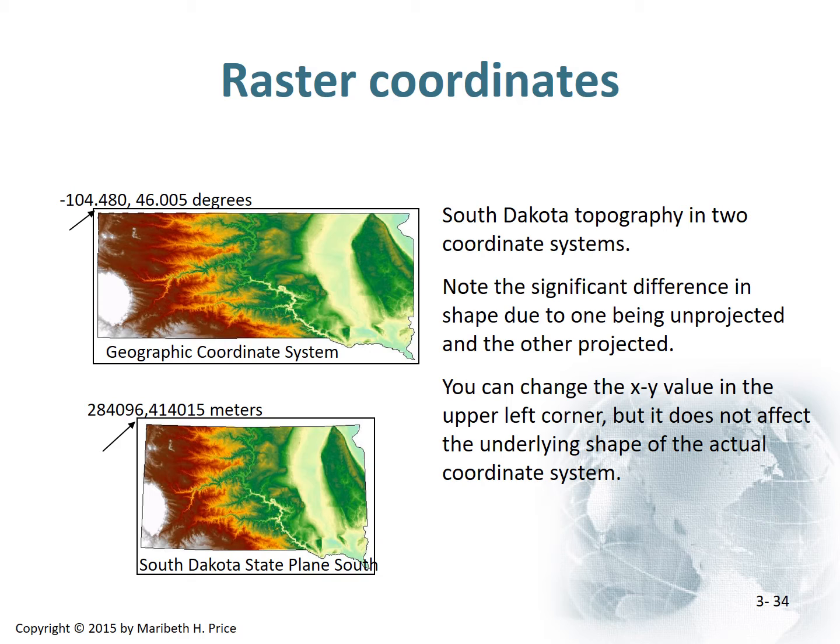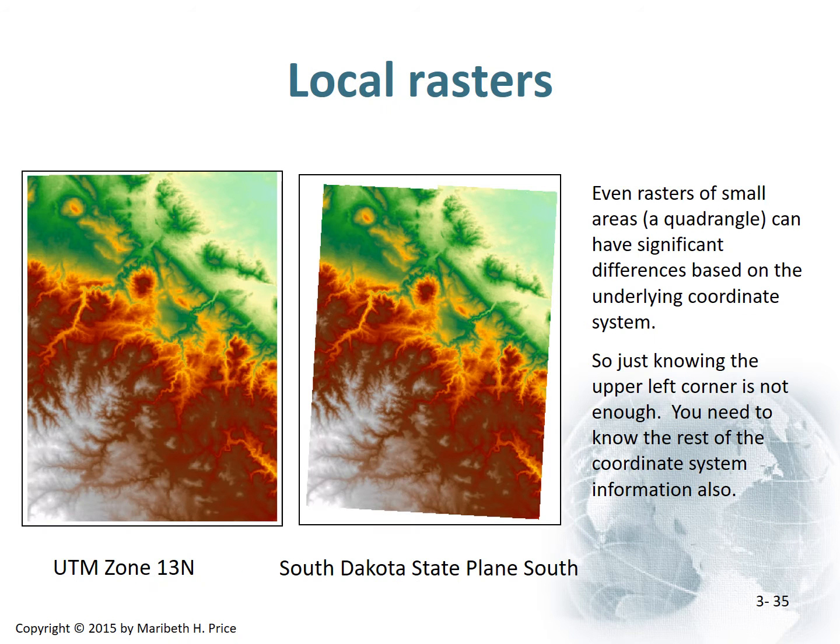South Dakota topography in two different coordinate systems. One is in a projected coordinate system, one in geographic. Notice how geographic looks weird. It's because the distances between longitude and latitude vary at different places on the Earth, and that leads to significant distortion. Local rasters, if you look at something that's in something like UTM Zone 13, it would look like this, but if it's in a state plane system, it would look slightly different because of the projection.